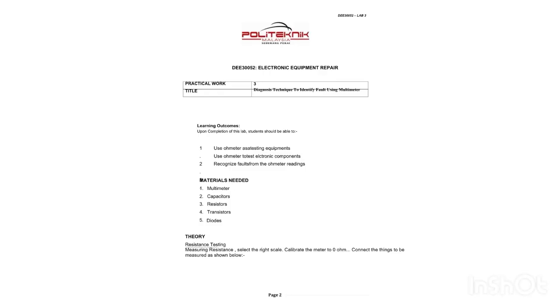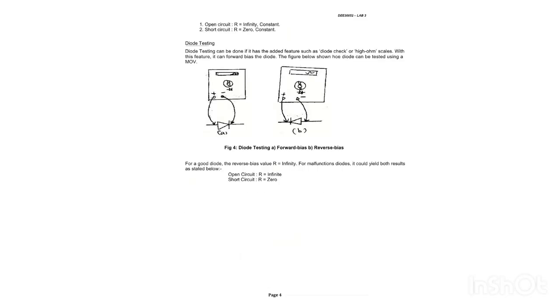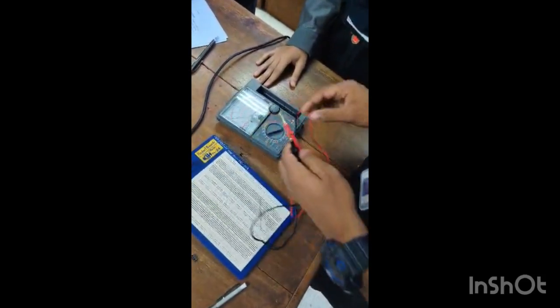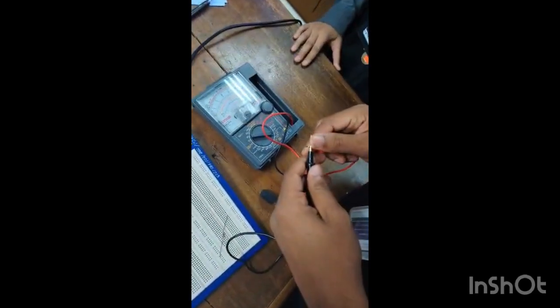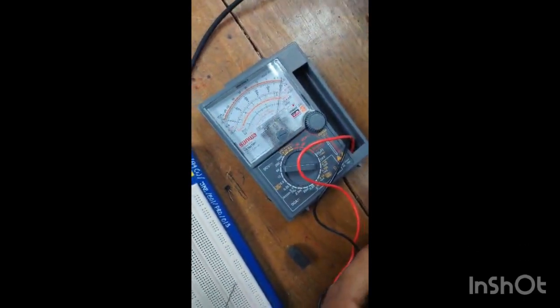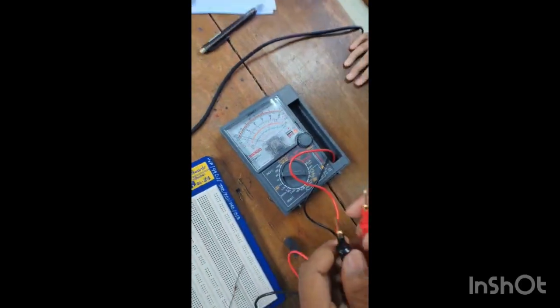This experiment focuses on testing electronic components such as capacitors, diodes, and transistors using a multimeter. The objective of this experiment is to understand how to test different electronics components using a multimeter. We also aim to identify whether the components are working properly and determine the type of transistor.